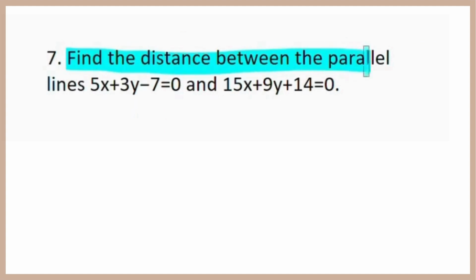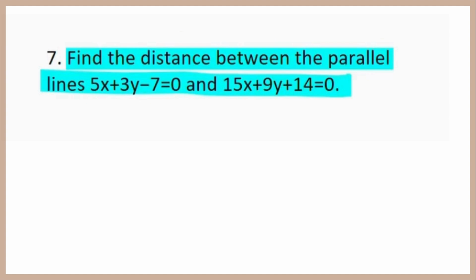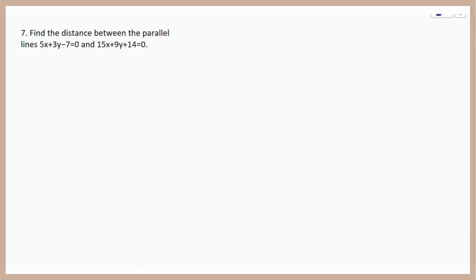In the seventh question, we have to find the distance between two parallel lines. The equations of the parallel lines are given, and we have to find the distance. For that, clearly we'll be using the formula for the distance between two parallel lines, that is C2 minus C1 over the square root of A square plus B square. But then you can observe that we need to make A and B the same.